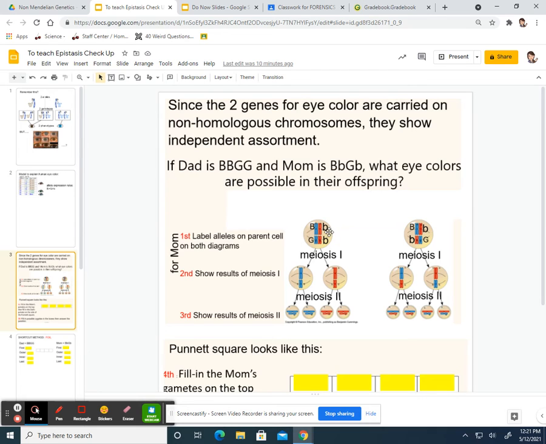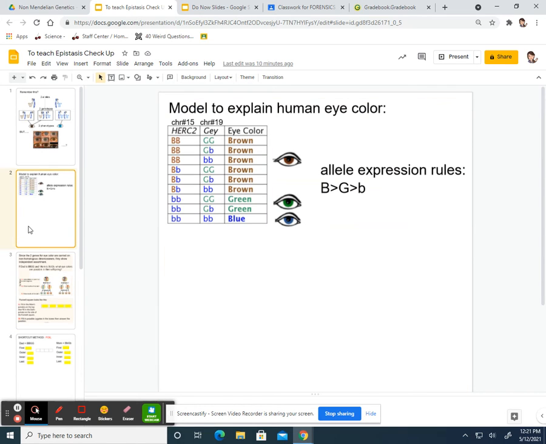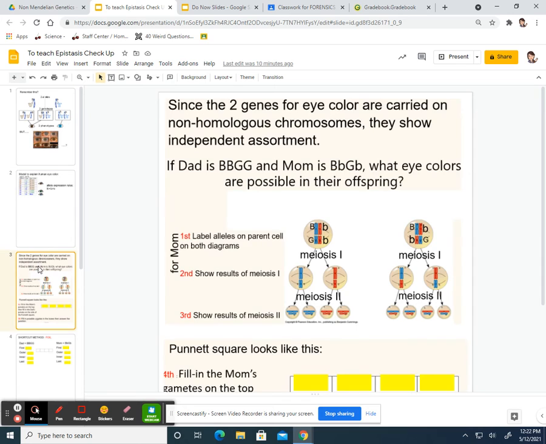So we're going to start with mom here in our problem. Dad is big B, big B, big G, big G. And mom is big B, little b, big G, little b. So mom's genotype is a little more complicated for figuring out possible gamete combinations, so we're going to look at hers first. And keep in mind, you can go back and use this chart to figure out what mom and dad's actual eye color are. I don't expect you to memorize these. Go back and look at the chart.